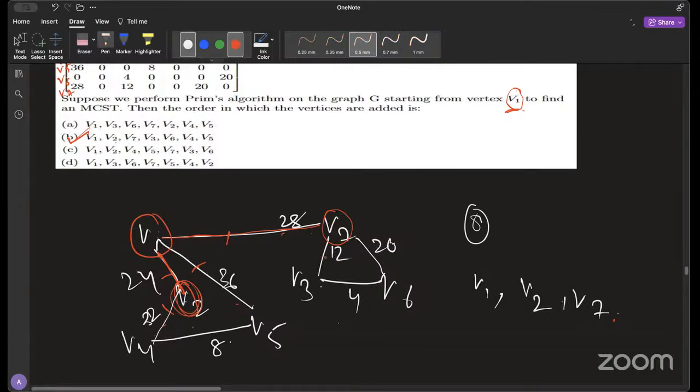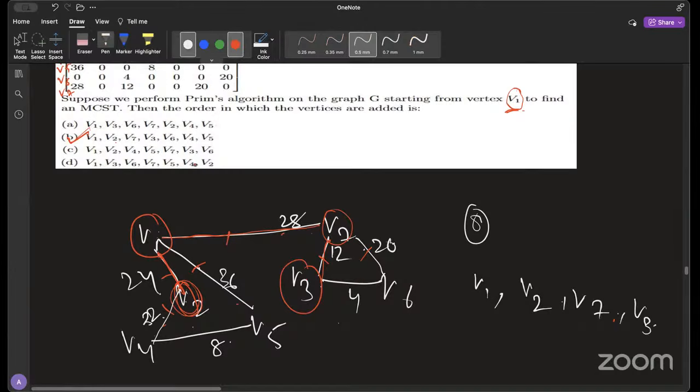So this gets unlocked and this gets unlocked. Now you have to choose the minimum from the unlocked ones. So you have to choose the minimum from this one, this one, this one, and this one. So the minimum is 12. The next one that gets unlocked is V3. So we'll have V3 next.